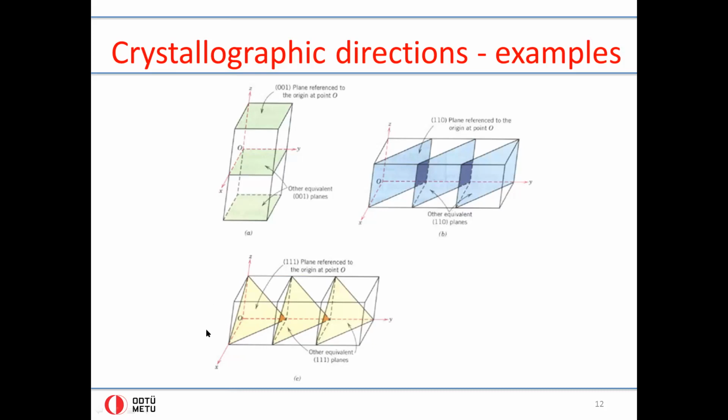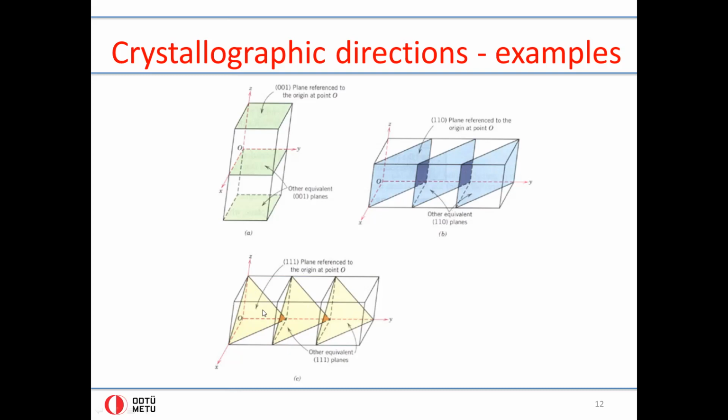And the reason for that is because it doesn't cut the origin, it doesn't go through the origin. It cuts the x, y, and z axes at 1 times a, 1 times b, and 1 times c. Hence, it has the numbers 1, 1, 1. You take the reciprocals, they're 1, 1, 1, and they're the smallest set of integers, hence they're done, and this is the 1, 1, 1 plane.